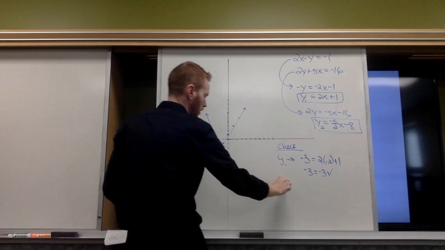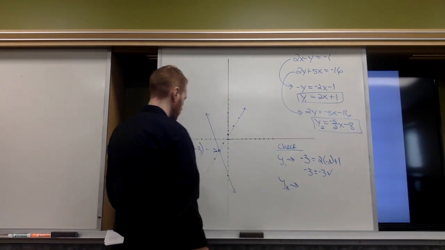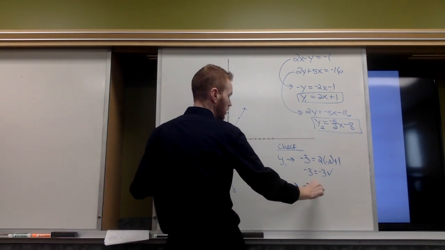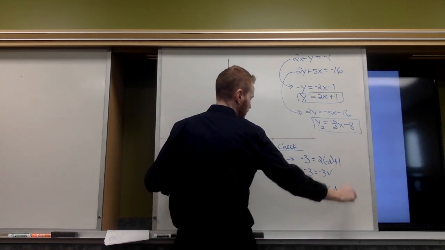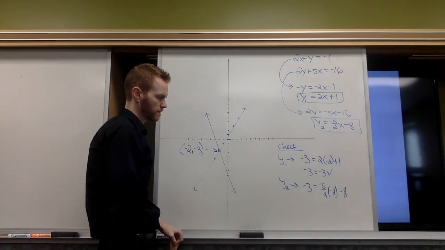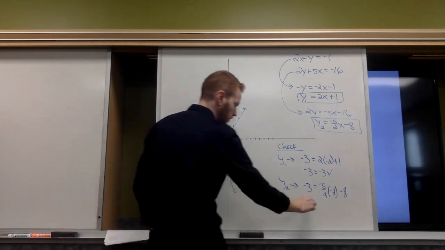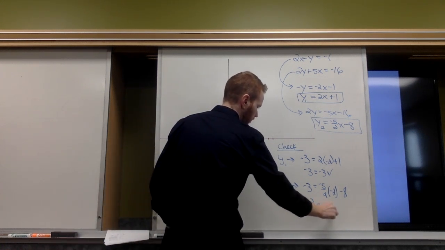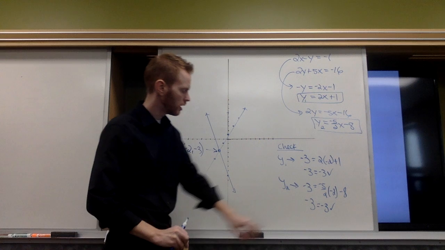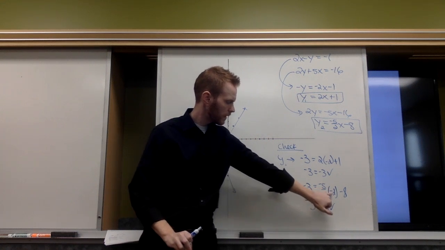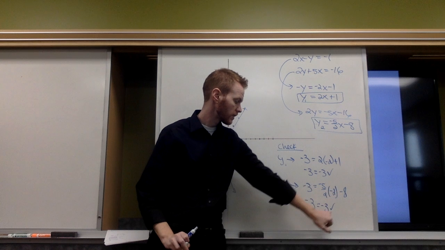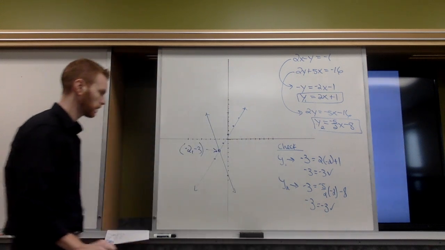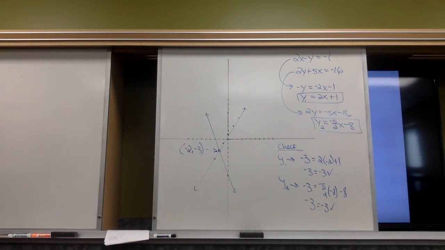Okay, the second equation, let's make sure it works. So we get negative 3 equals negative 5 over 2 times negative 2 minus 8. I think we're going to get the same answer here. We're still going to get the same result, right? Negative 5 times negative 2 is 10. 10 divided by 2 is 5. 5 minus 8 gives me negative 3. So we're good. All right.